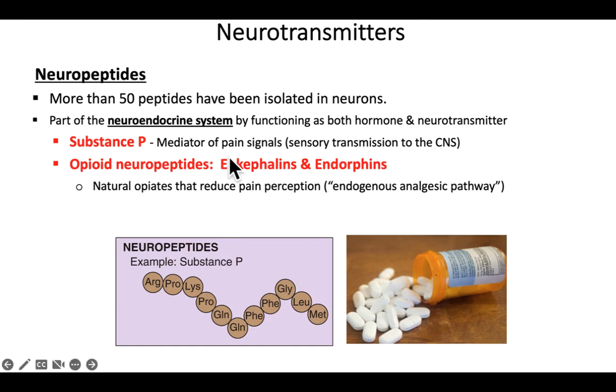What they do is reduce your pain perception. They're part of what we call the endogenous analgesic pathway. Very fancy, but it's your own natural pain relief mechanism. If you've ever heard stories of people doing crazy stuff when they're in a lot of pain and they almost don't even perceive the pain, that's largely due to the production of these enkephalins and endorphins.